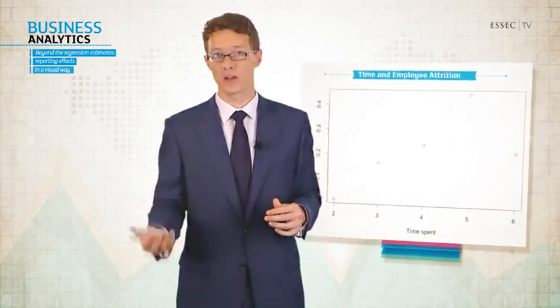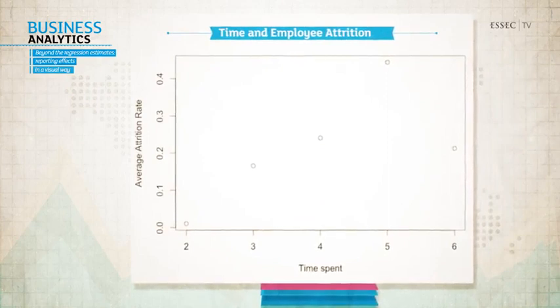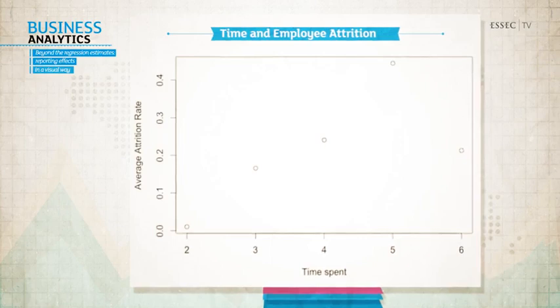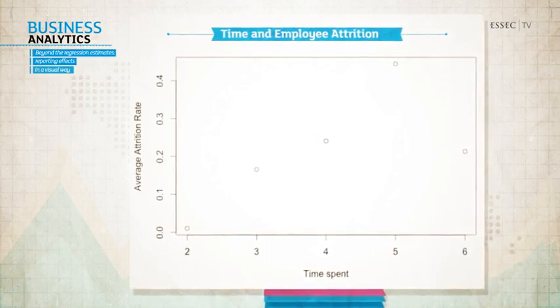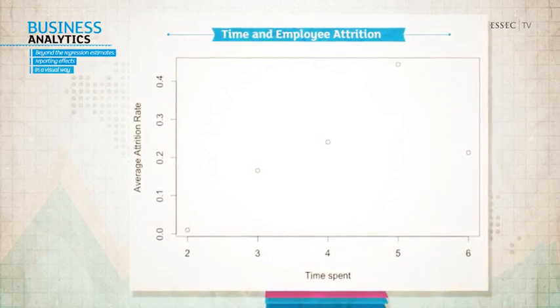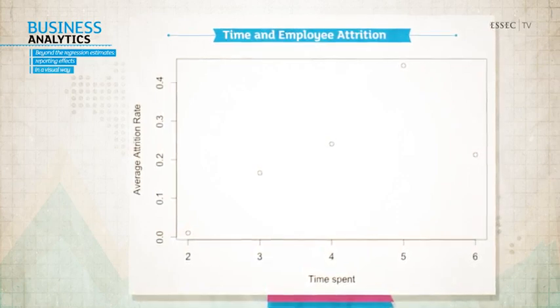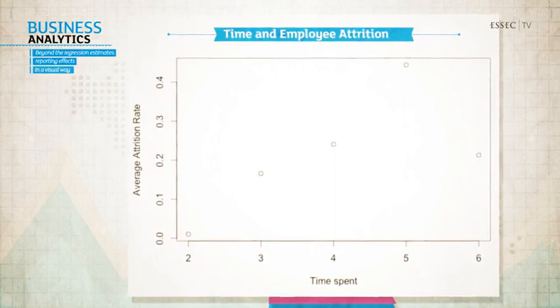What do we see? As time goes by, employees are, as expected, more likely to leave the company. The attrition rate increases from year to year. In year 2, the attrition rate is close to 0, but in years 3 and 4, it goes respectively to 17 and then 24%. And after 5 years, employees are on average around 44% likely to churn.